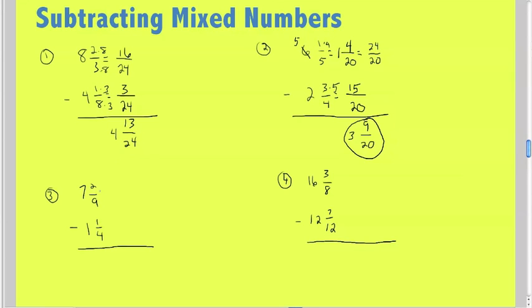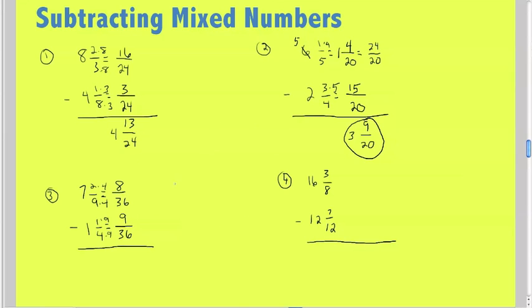Alright, moving along to number 3 here, we have 7 2/9 minus 1 1/4. Okay, let's find a common denominator, our least common multiple. In this case it's going to be 36. It's the smallest number that both 9 and 4 go into evenly. So to get from 9 to 36, I had to multiply by 4. So I'm going to do the same thing up top, and then it'll give me 8 over 36. To get from 4 to 36, I had to multiply by 9. So multiply the top by 9 is going to give me 9 over 36.